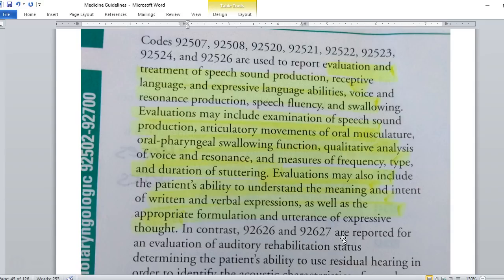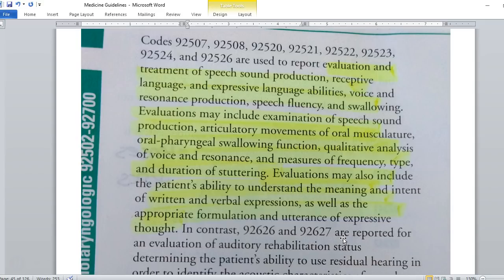Evaluations may include examination of speech sound production, articulatory movements of oral musculature, oropharyngeal swallowing function, qualitative analysis of voice and resonance, and measures frequency, type, and duration of stuttering. So again, they're looking at the movement of the tongue in the mouth. Can the person make the words properly? The oropharyngeal swallowing function, can they swallow? Because that's a big part of a lot of these issues. Okay, again, if someone has like a large tongue, they might have issues with swallowing, and that could lead to this. The frequency, type, and duration of stuttering. So again, if someone stutters, how often, what do they stutter? Is it a specific letter they stutter over, or what kind of brings it on?